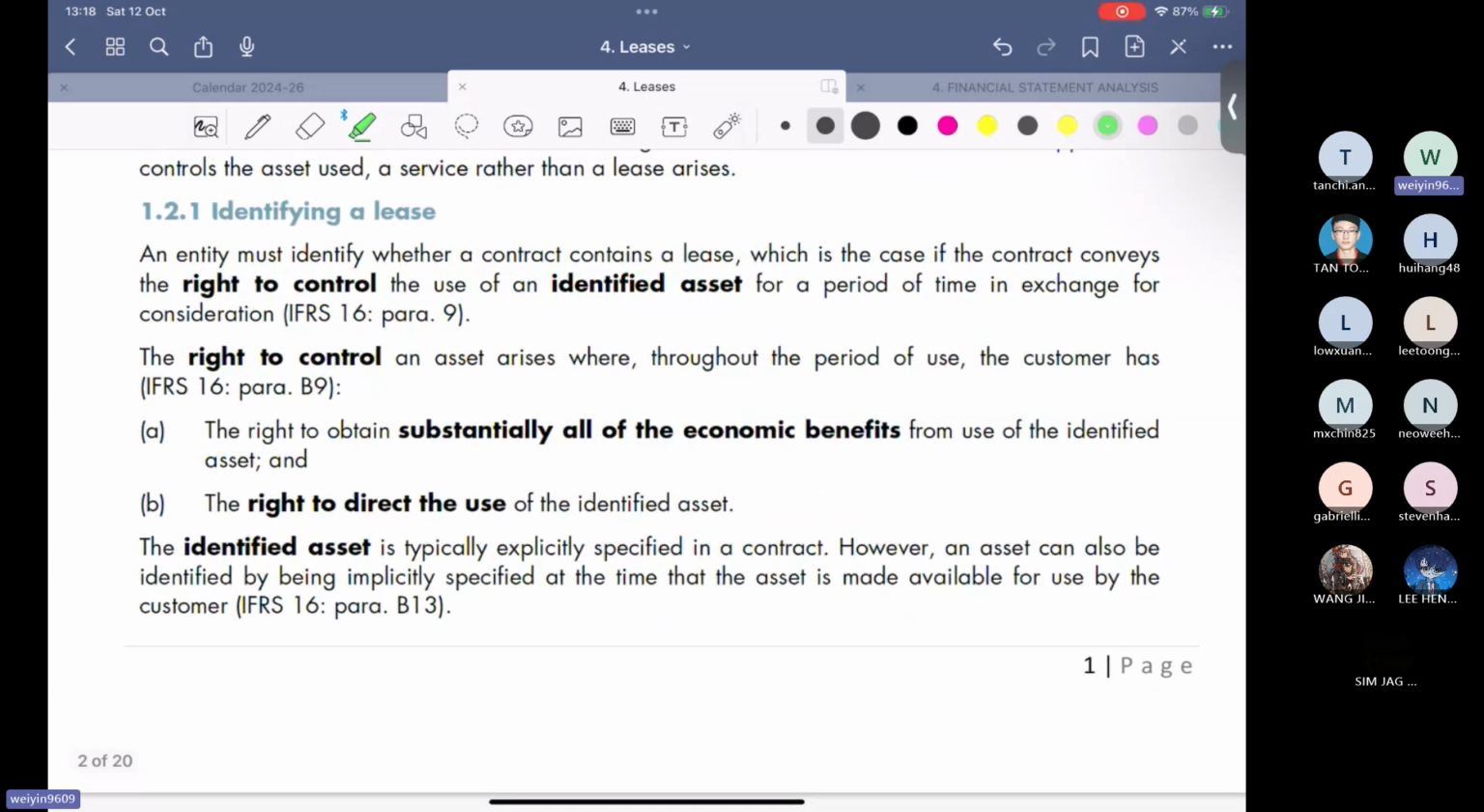So to identify a lease, the entity must identify whether the contract contains a lease. That means whether this contract gives the right to control the use of an identified asset. It must be identified, that means it's a confirmed car or confirmed asset. And also the right to control the asset, where throughout the period of use, the customer has the right to obtain substantially all the economic benefit from the use of the asset.